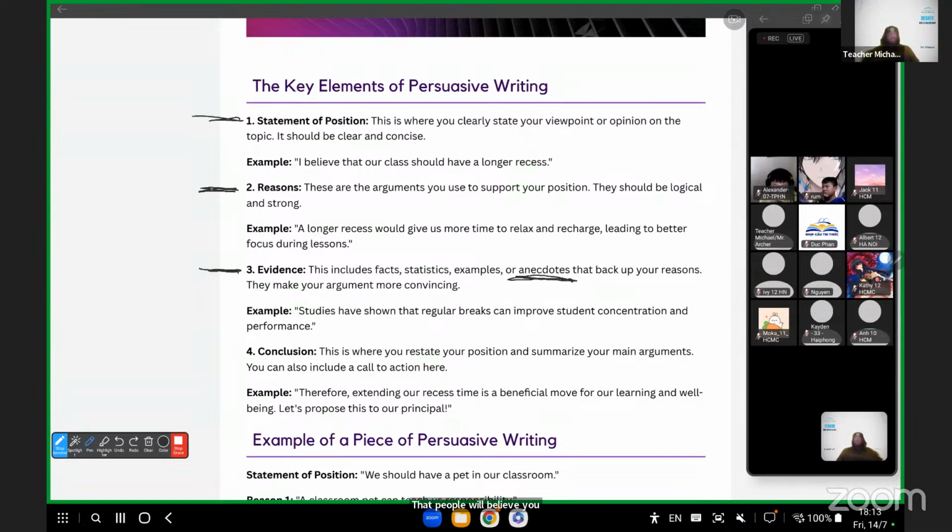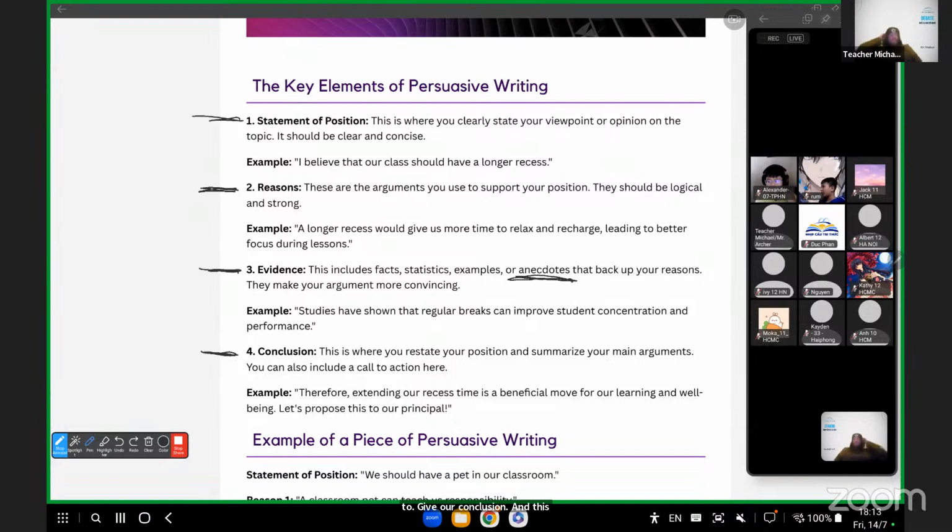And finally, I should give you an example of evidence. Studies have shown that regular breaks can improve student concentration and performance. And now finally, after we've given our evidence, we need to give our conclusion.